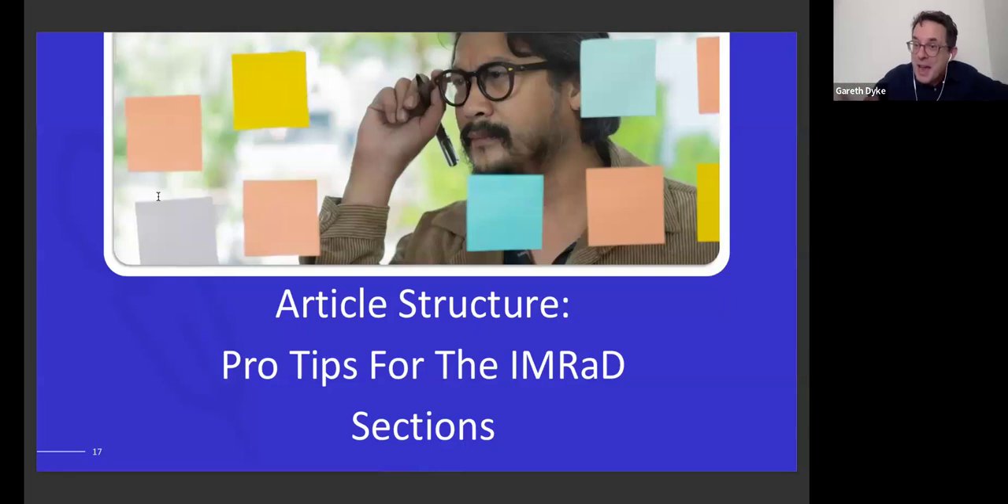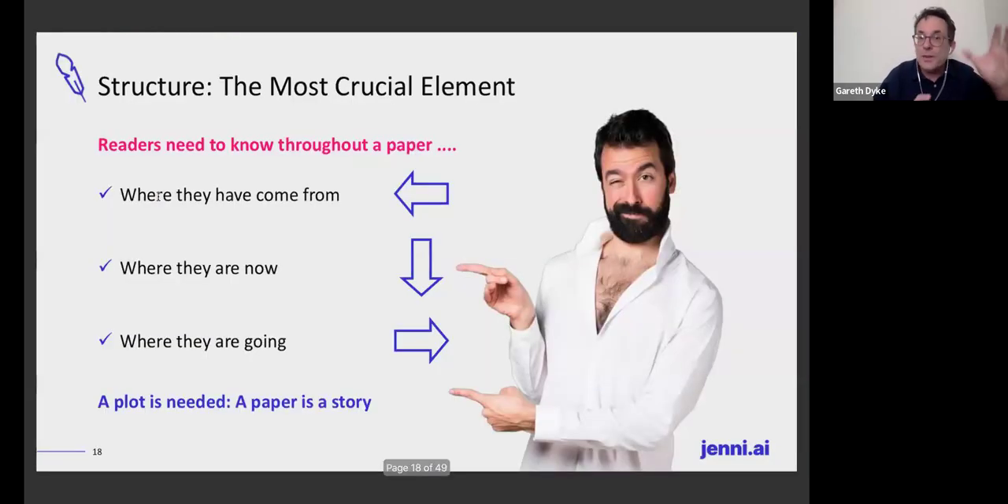So what we're going to do now, having introduced some elements of academic writing and things to do before you begin, is give you some pro tips for the IMRAD academic article structure: the introduction, methods, results, and discussion, that standard structure for an academic research article. Because of course, as we've talked about already, structure is the most important element of academic article writing.